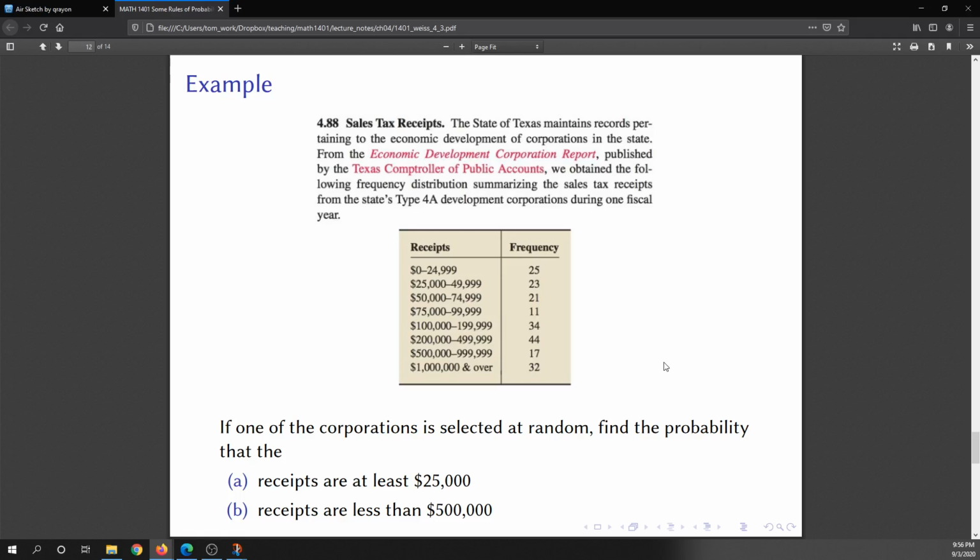In problem 4.88, they are talking about sales tax receipts. It says the state of Texas maintains records pertaining to the economic development of corporations in the state. From the Economic Development Corporation report published by the Texas Comptroller of Public Accounts, we obtain the following frequency distribution summarizing the sales tax receipts from the state's Type 4A development corporations during one fiscal year. We have the receipts and the frequencies with which they occur. What they want to know is, if one of the corporations is selected at random, find the probability that the receipts are at least 25,000.